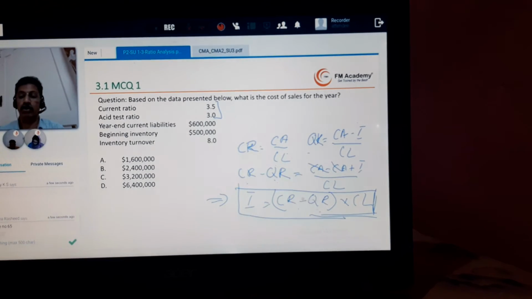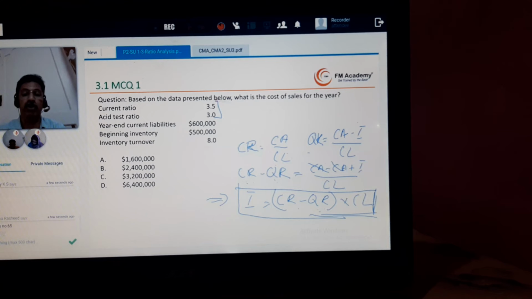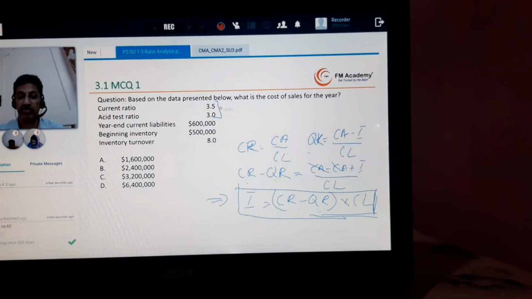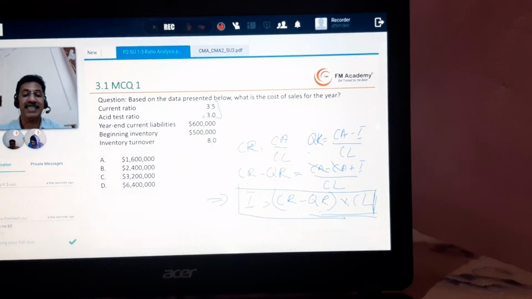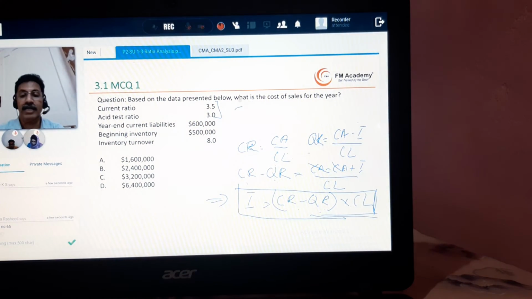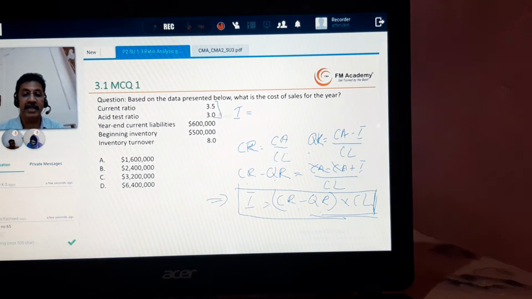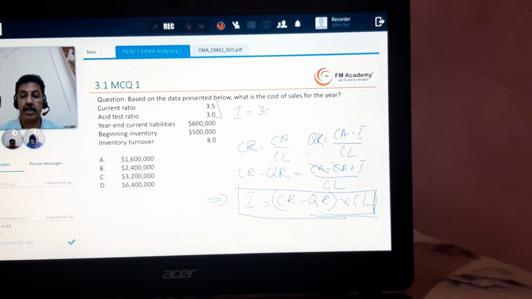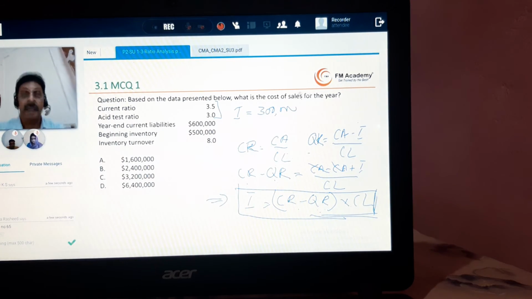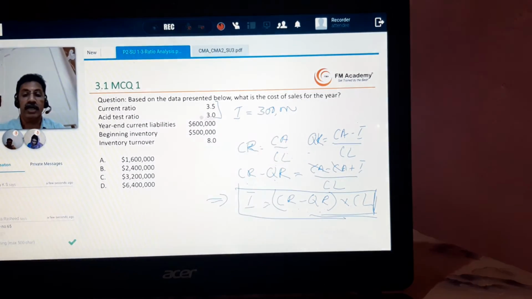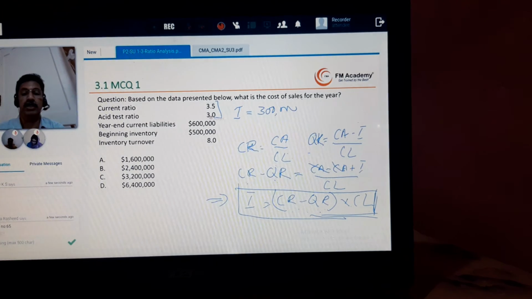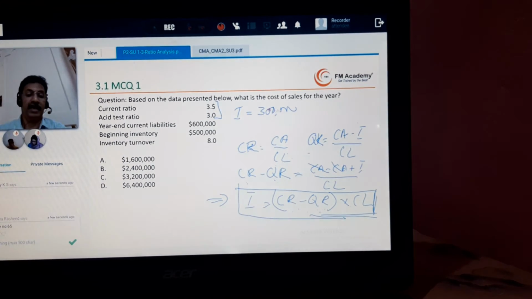So current ratio minus quick ratio is 3.5 minus 3, which is 0.5. 0.5 into year-end current liabilities 600,000 is 300,000. So you will get your ending inventory as 300,000. You understood how I did it? Using this relationship, 3.5 minus 3 is 0.5, 0.5 into year-end current liabilities 600,000, I is equal to 300,000.